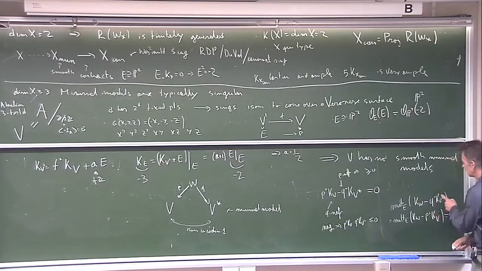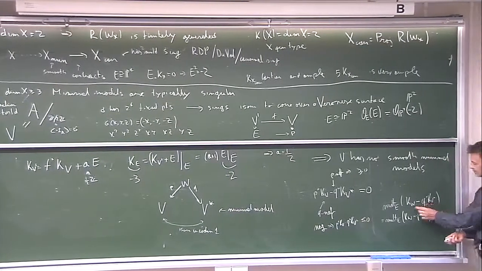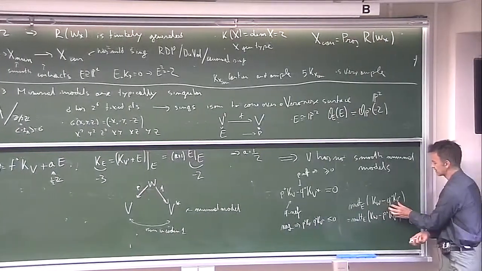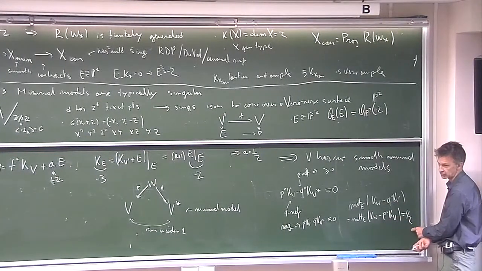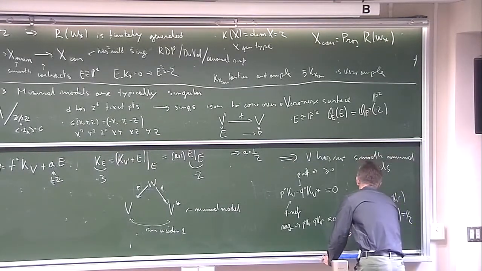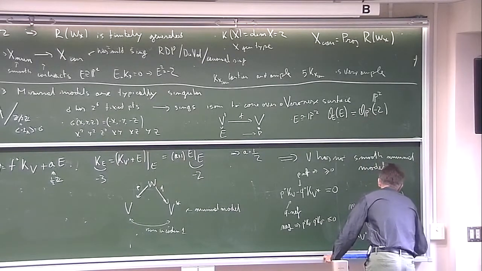But you see, if this guy was smooth, or if this class is Cartier, this is smooth, so this class is Cartier, so I'm doing the difference between two integral divisors, I can't get 1/2. That's my contradiction. Right? So this tells me K V star is not Cartier.